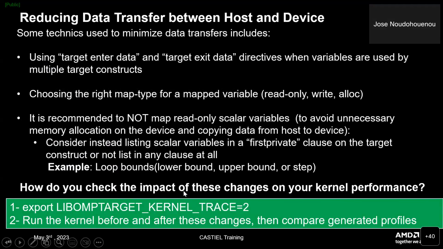Now, how do you check the impact of this change on your kernel? If you build your code, you have your offloaded code available and you want to minimize data transfer, and you use one of these techniques, how do we check the impact of the change on your kernel? It is simple. You export LIBOMPTARGET_KERNEL_TRACE equal to some value. You run the kernel before and after this change, and then you compare the generated profiles, and you will see if there is any metric that is taking more time or that has been reduced between both versions. If you compare both generated profiles, you will clearly see what is going on.